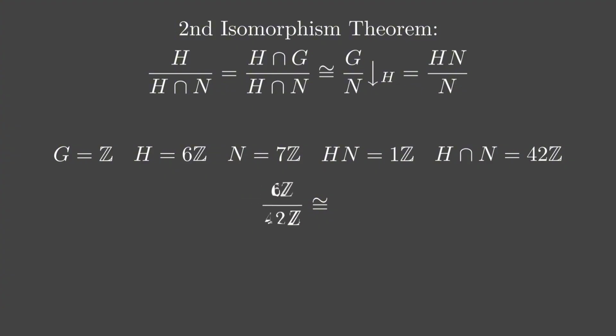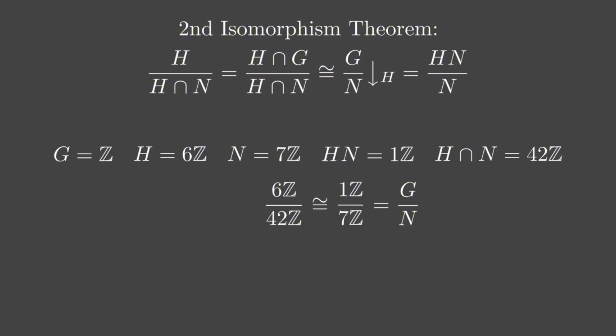HN quotiented by H intersect N gives us 6Z quotiented by 42Z, which may look at first glance interesting. It's different from G quotiented by N, but on the right hand side, G quotiented by N, restricted to H, is the integers quotiented by 7Z, which is our original G quotiented by our original N. Our restriction of the quotient group to cosets generated by H ended up being the same as our original coset space of G quotiented by N.